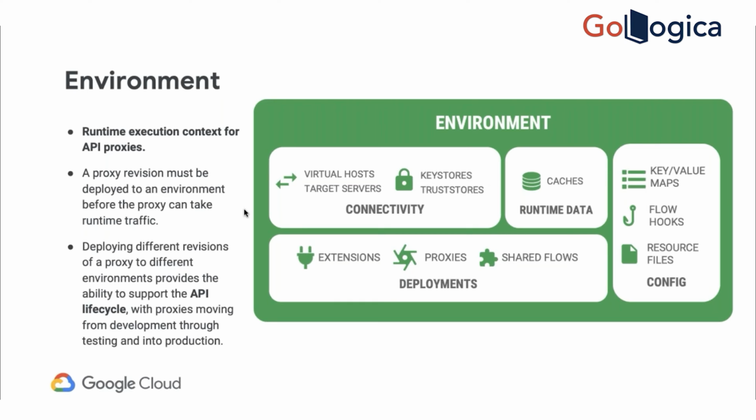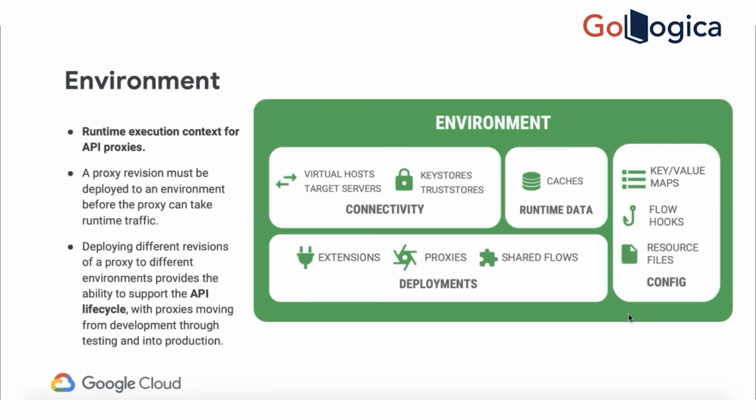In environments, for connectivity, we can get things like virtual host. We can create target servers, key stores, trust stores. These are for connectivity. Then we have caches. We can create cache resources, which is for runtime. We have things like extensions, proxies, shared flows. So these are the deployments: deployment of extension, deployment of proxies, deployment of shared flows. Those are done within the environment.